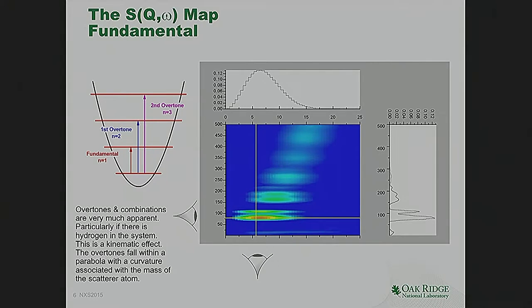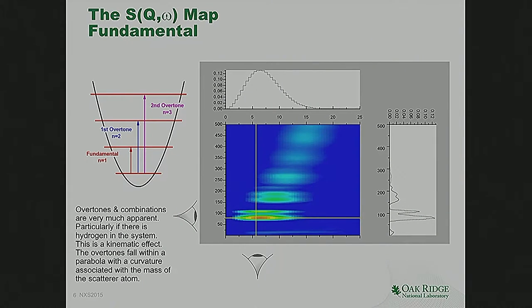And if, on the other hand, at a given energy transfer, I look sideways, I do see this sort of shape that I showed you before, the Q squared U squared multiplied by the exponential decay from the Debye-Waller factor. So the overtones and combinations are very much apparent.